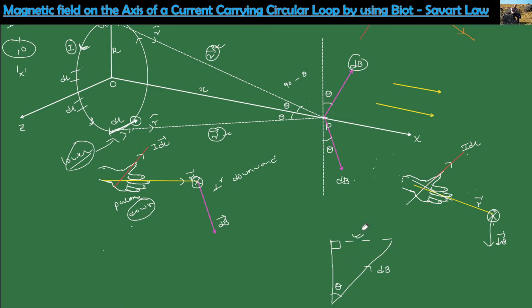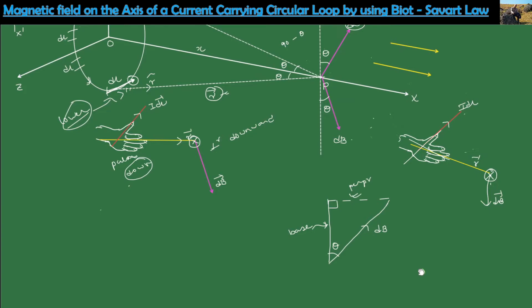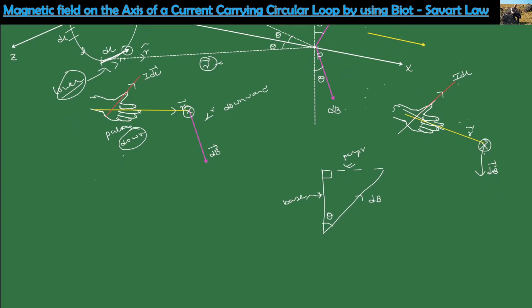This component will be our perpendicular component. And this component, which consists of the angle 90° and theta, will be the base component. So if I want to find the perpendicular component and the base component, I have to use trigonometry.